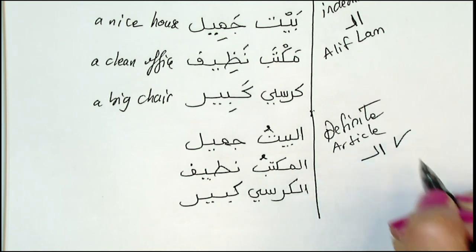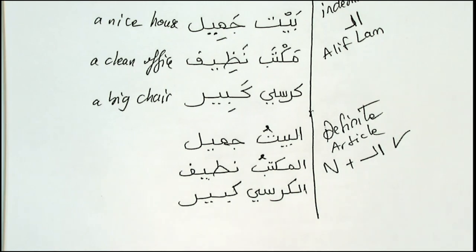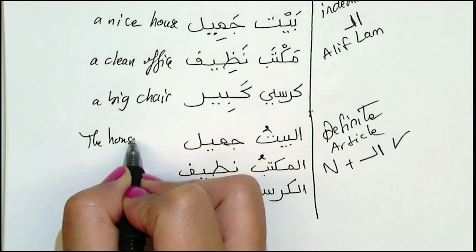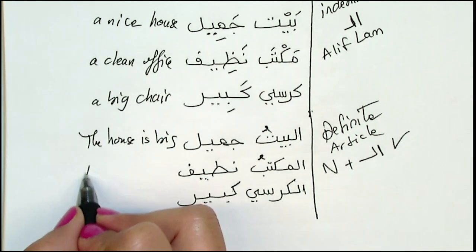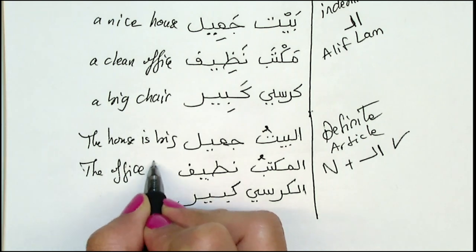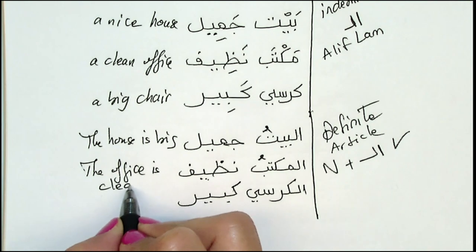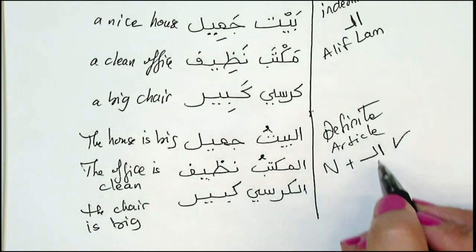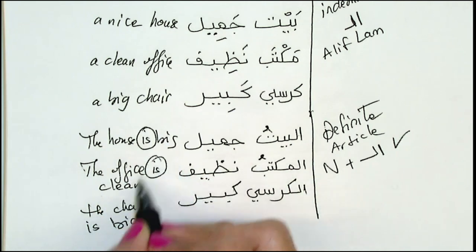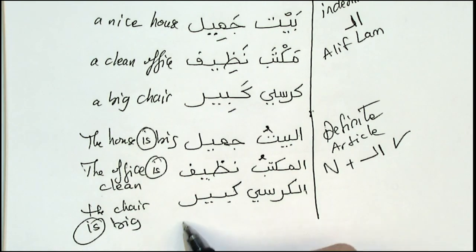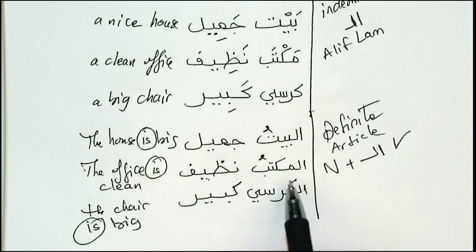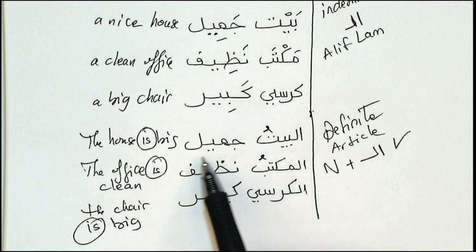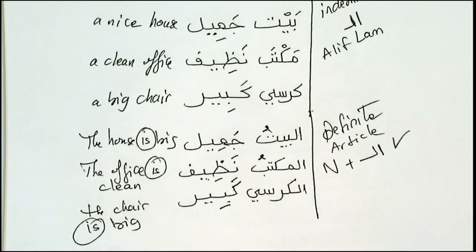In Arabic, we are adding Alif Lam to only nouns, not the adjective, because this example is: the house is big, the office is clean, and the chair is big. We're only placing Alif Lam on the noun because we have verb to be. We're defining the chair and describing it as big. We're defining the maktab and describing it as clean. And then we're defining the noun bayt, house, and describing it as jamil.